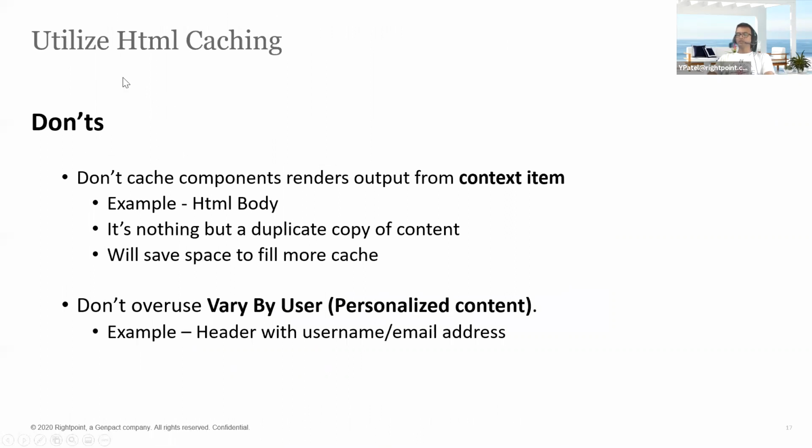Worst things to do on HTML caching: do not cache components that render output from the context item. The classic example is the HTML body. Let's say I am requesting a news page. That news page is, of course, my context item, and Sitecore has already cached that item. Then why should I cache it twice in my HTML cache? That is unnecessary redundancy.